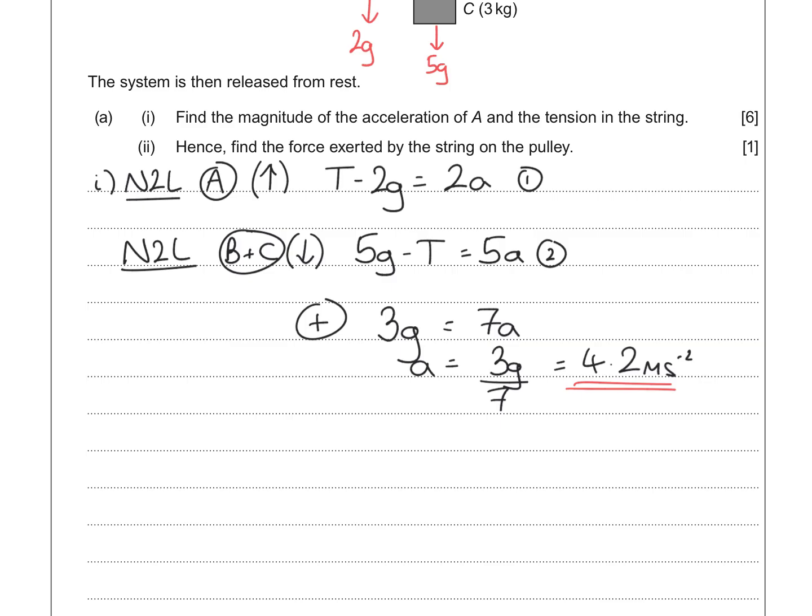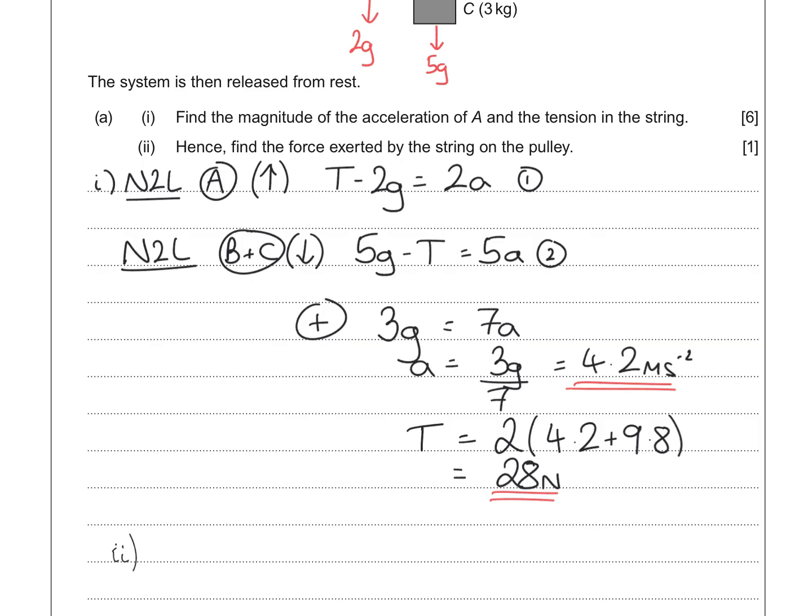So once I've found a, I can then find T by subbing it back into number 1 or into number 2. I'm going to do it into number 1. And if I add the 2g to both sides, that means I've got 2 lots of a plus g, so 2 lots of 14, which is 28 newtons. Okay, so the numbers in this question are so nice you don't even need a calculator.